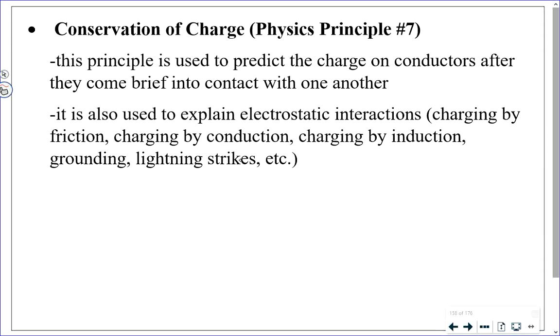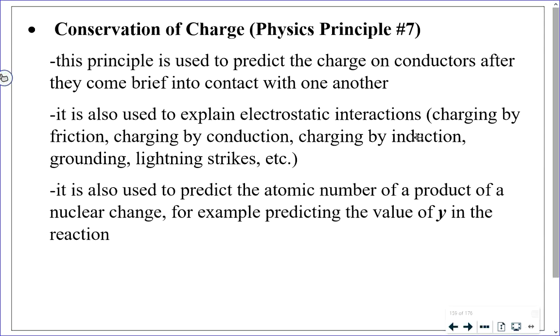It's also used to explain electrostatic interactions in terms of charging by friction, charging by conduction, charging by induction. It's used to explain what's happening when you ground objects, when lightning strikes occur. All of those things involving electrostatics are all happening because charge is conserved. Conservation of charge is also used to predict atomic numbers that are missing in a nuclear equation.